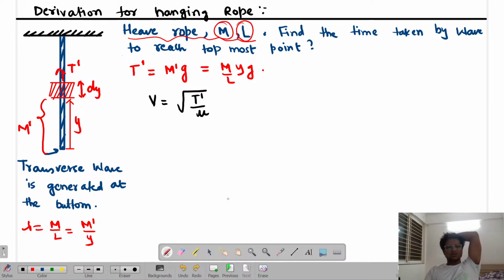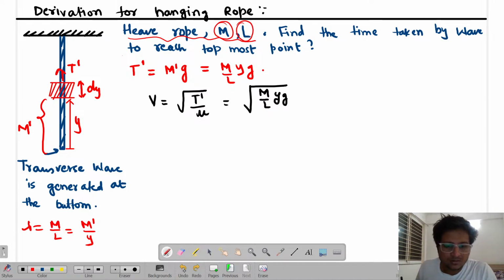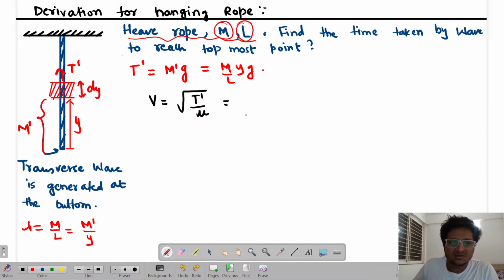Say something, yes or no. So how much is T dash? m by l into y. We'll come to that, it's still not over yet. So T dash is m by l into length y into gravity g. Now the second point is mu. What is mu? Mu is also mass by length, or not?